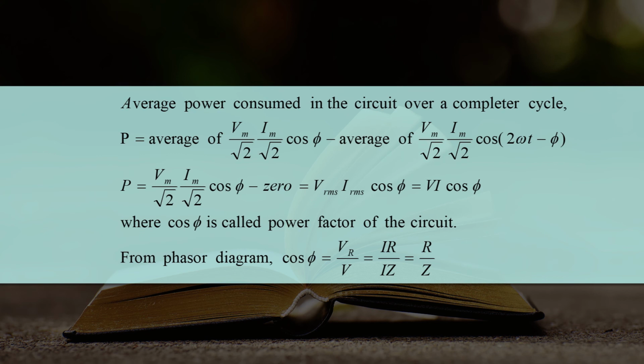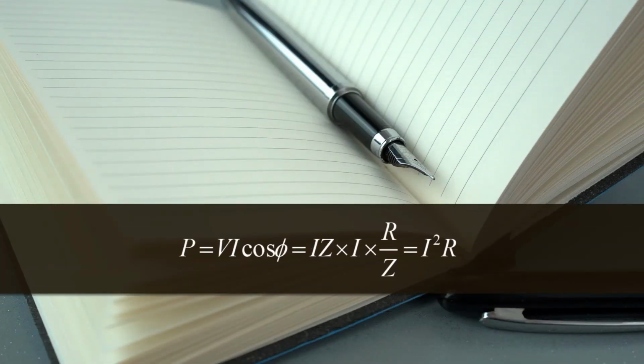So from the phasor diagram, this cos phi can be written as VR upon V, and the value of VR is equal to what? Current multiplied by resistance, and the value of the total voltage connected across RL can be written as V equal to I into Z. So this I will be cancelled out. So this cos phi can be written as R upon Z, where R is the resistance of the circuit and Z is the impedance of the circuit, where Z can be written as under root R square plus XL square.